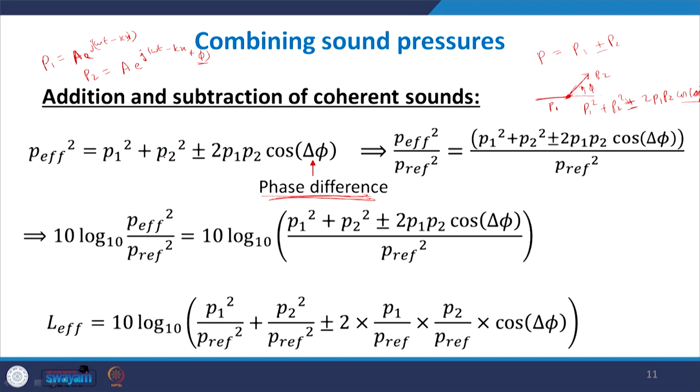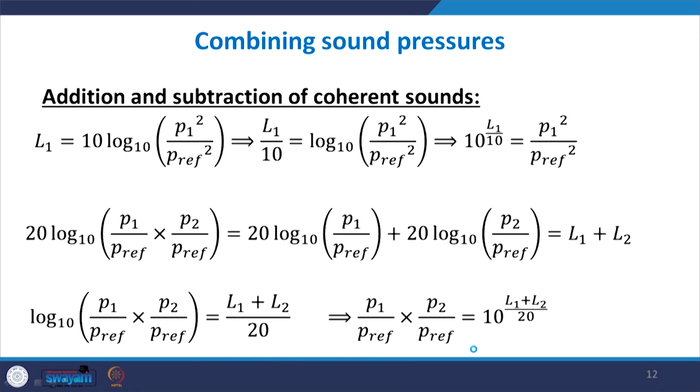We divide both sides by P reference square, so this is the expression we get. Taking 10 log 10, this is the expression we get. So SPL effective, this 10 log 10, becomes 10 log 10 of (P1 by P reference) whole square plus (P2 by P reference) whole square plus twice of P1 by P reference into P2 by P reference into this. So let us find these individual terms in terms of their corresponding SPL.